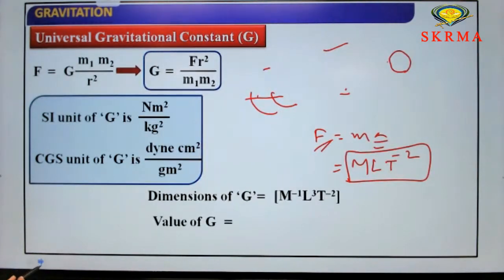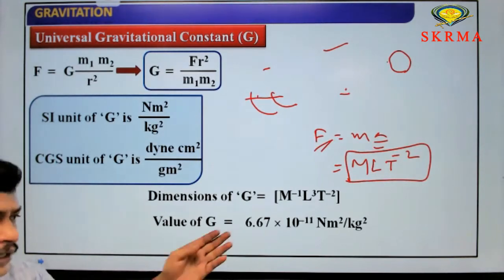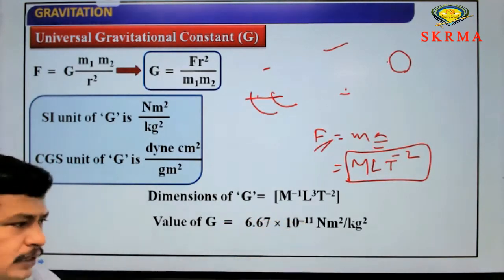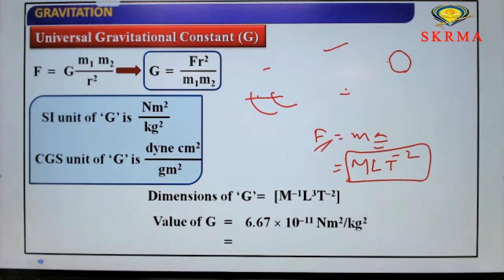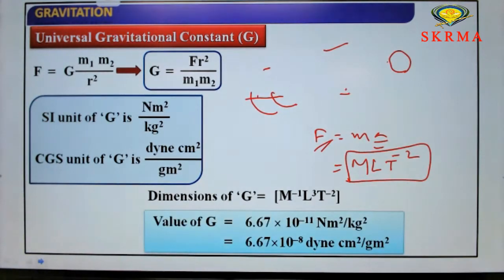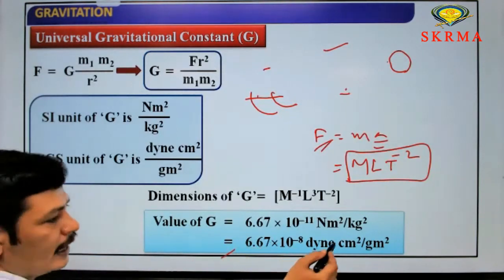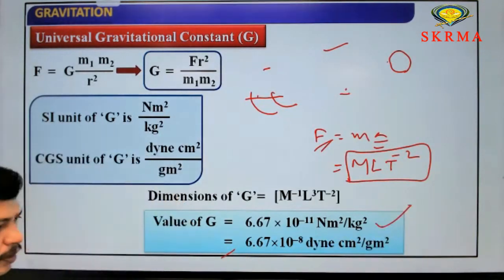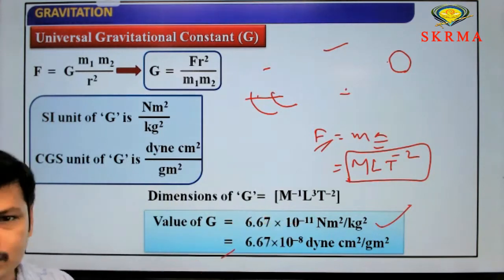What is the value of G? The value of G is 6.67 into 10 power minus 11. The basic units are Newton meter square per kg square. Or in terms of dynes, we can express 6.67 into 10 power minus 8 dyne per centimeter square per gram square. That is in terms of CGS units, whereas this is in SI units. Most often you are using SI units only.